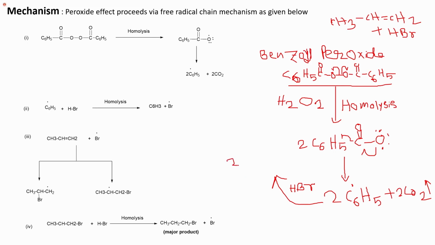So this gives C6H6, because one of the hydrogen radicals will be abstracted by this C6H5 dot. Now let's say only one is reacting. Then what you are generating is the Br dot radical. Now this Br dot radical has a chance.